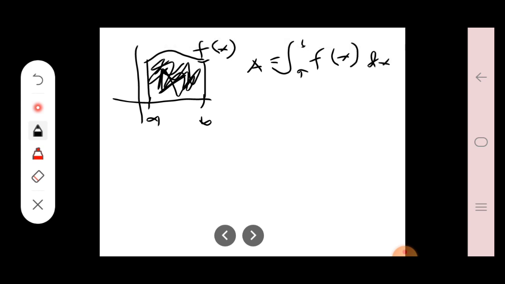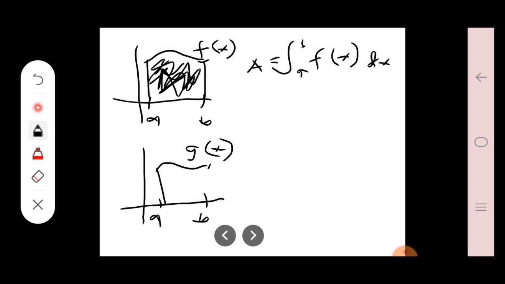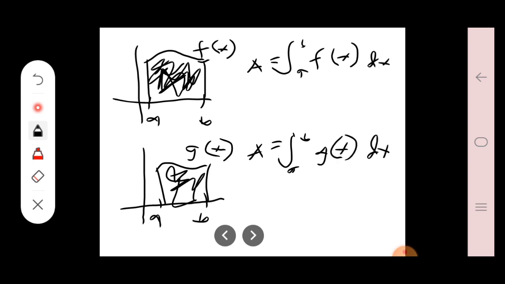Now let's say we have another function from A to B, and let's call this function g of x. The area of this curve is going to be the integral from A to B of g of x dx.